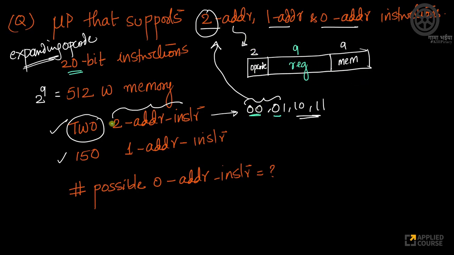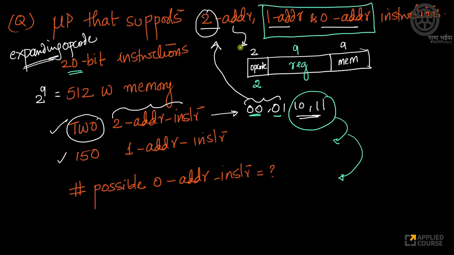So since there are 2 distinct 2 address instructions, these 2 values will basically correspond to the 2 address instructions, which means I'm left with 2 more options here, because there are a total of 4 possibilities, right? For these 2 options, I can either use them for 1 address instructions or 0 address instructions. Now if I remove these 2 options, how many options am I left with? I'm left with 2 options, because out of the 4, 2 are taken by the 2 address instruction. So how many opcodes, or how many possibilities, am I left with for 1 address and 0 address?